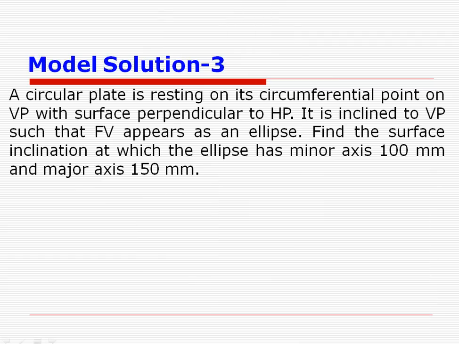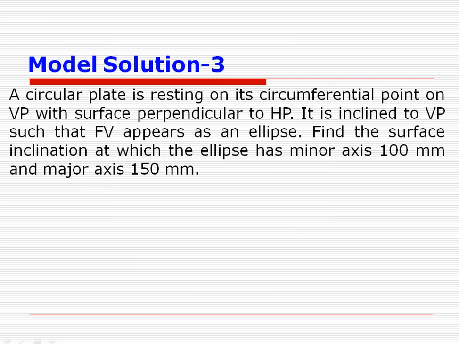So now we take the problem number 3. This problem is a little different. If you look at the statement, the circular plate is resting on its circumferential point on VP with the surface perpendicular to HP. So its circumferential point has to remain in VP, and in the next statement you read it is inclined to VP such that front view appears as an ellipse.